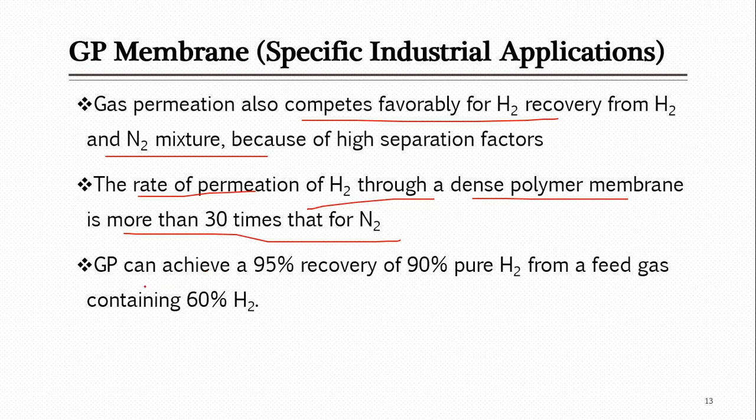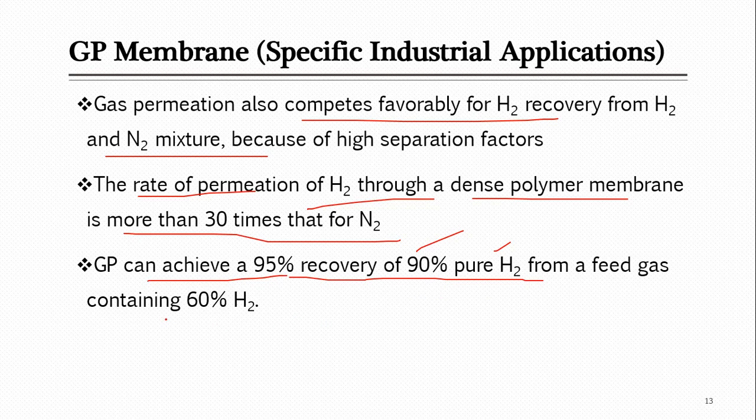And through such a membrane it is found that you can recover 95% of the hydrogen in the feed gas. Suppose there was a specific amount of hydrogen, you can just take any value, and out of that 95% is recovered, that is permeated through the membrane and obtained as permeate, and that's up to 90% purity. That's a huge purity. Only 10% will be nitrogen with this, and by passing through another module you can easily separate that.